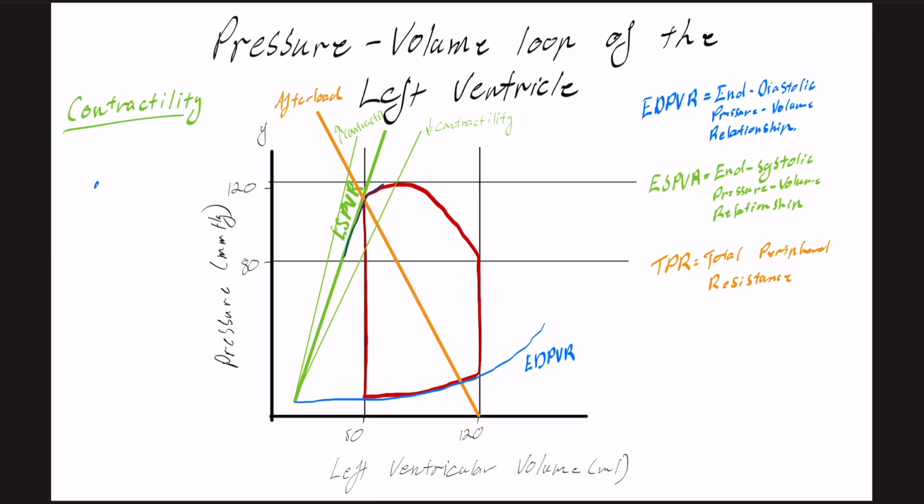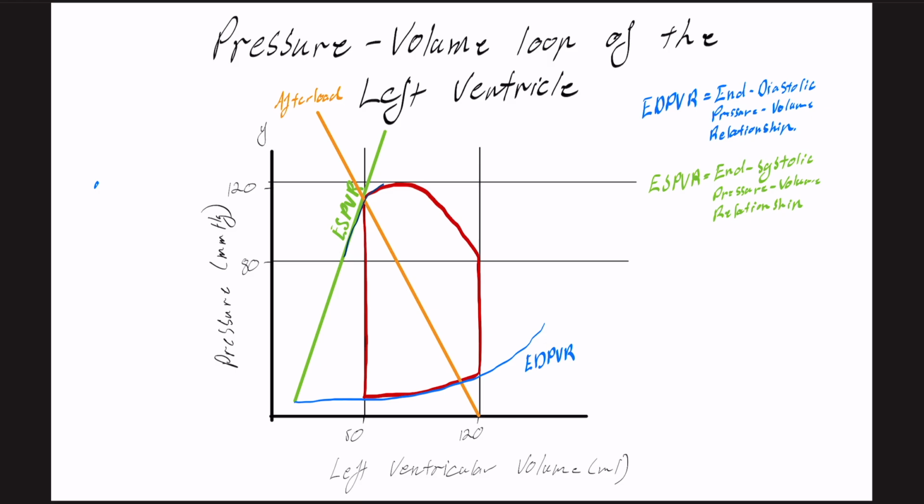So at the start of the video, I mentioned that this also represents work of the heart. So the area within the pressure volume loop represents the stroke work, or the mechanical energy done by the heart during a single contraction. And this represents the external work of the ventricle.